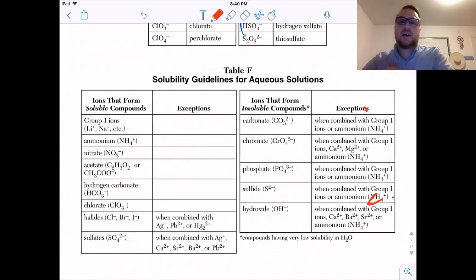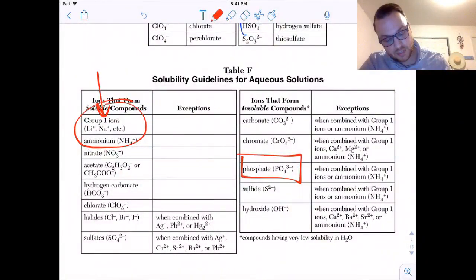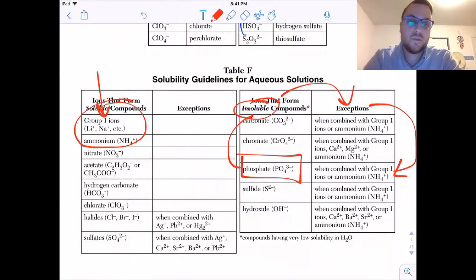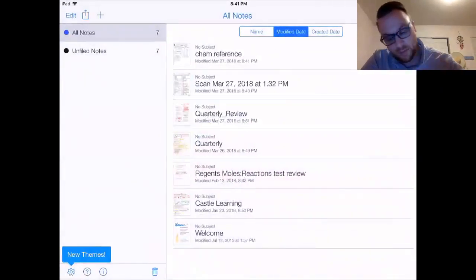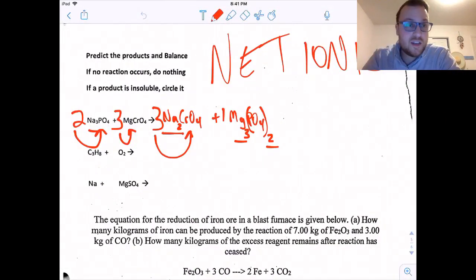So table F, as you'll notice, is mainly organized by your negatively charged ions, because they're all pretty much negative except right here. And you can approach this 2 ways. You can say to yourself, oh, anything with sodium in it is always good because it's in group 1, so you can just ignore anything sodium is bonded to because it's going to be soluble. Or you can take the negatively charged one and look at phosphate, which is insoluble unless it's with anything from group 1 or ammonium. And if I remember correctly, we were with Mg here, and Mg is in group 2.